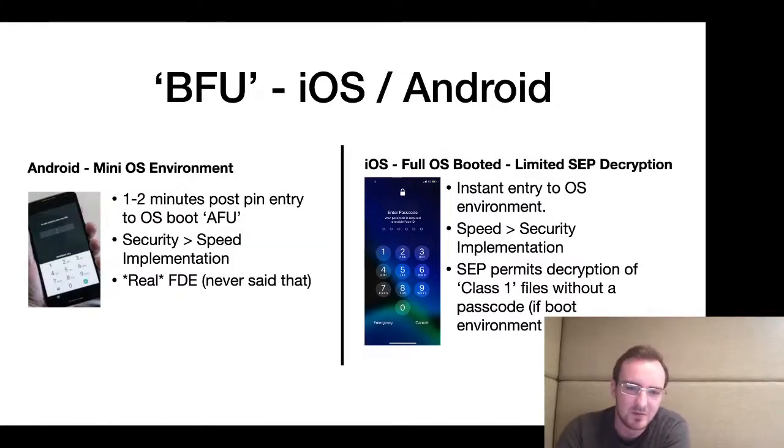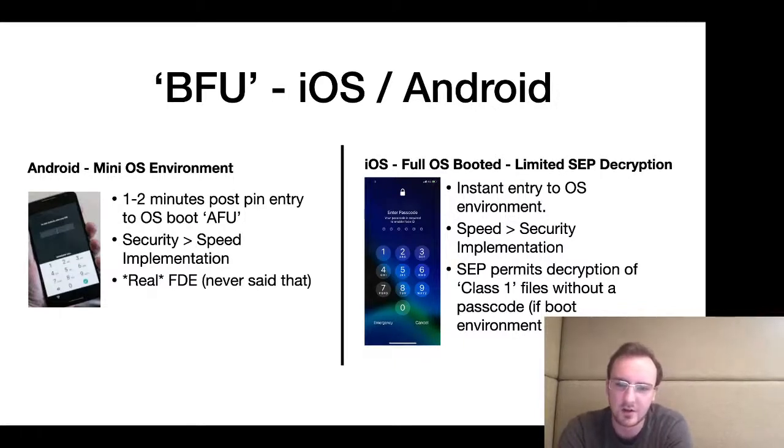I talked about this a little bit before, but the BFU state in iOS and Android. On Android, we have this mini OS environment, 1 to 2 minutes to boot, probably less than that now, but when I had an Android it was around that. So we have this sort of security over speed implementation. Of course, there are some exploits on Android devices too, well, there are many actually, which exploit issues with the built-in TPM to extract the keys and then unlock. But if there is a very secure implementation and no exploits available, then, I suppose you could say that about any system, it's good, and it's real full disk encryption.